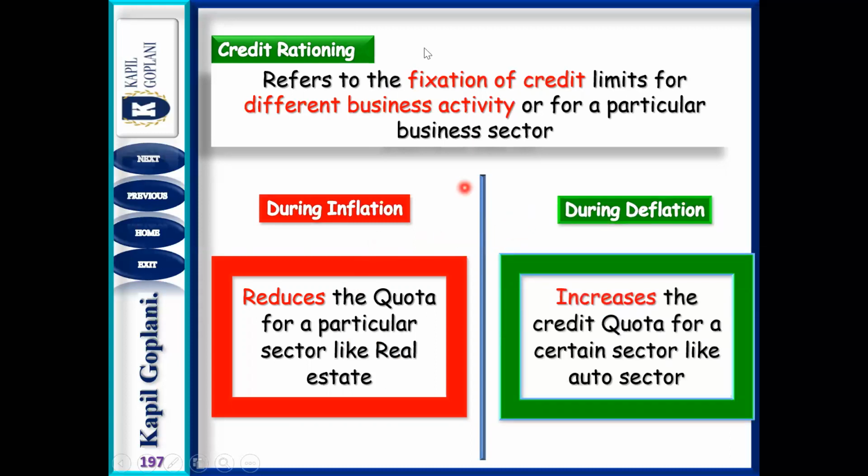Suppose earlier you had set a quota that only 100 crores would be the quota for real estate, and above this you cannot give loans. But here, if deflation is going on, they can say now you can go to real estate by 150 CR. They are increasing the quota. Again, increasing the quota will increase the money supply in the market. So the main focus during deflation is to increase the money supply.